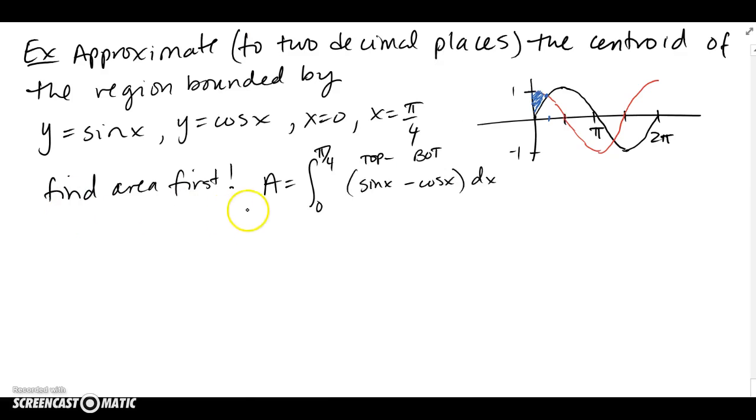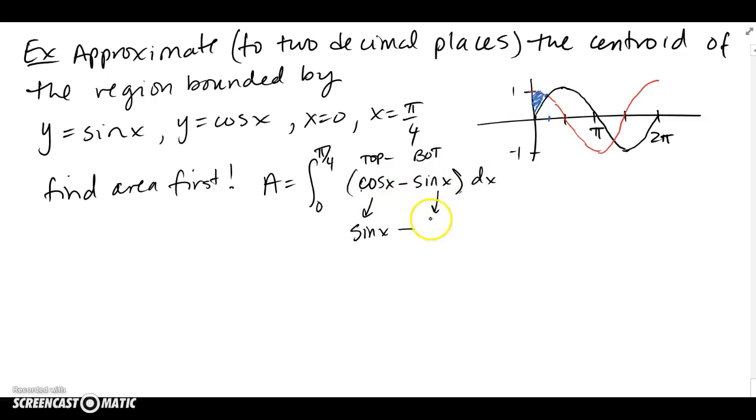So let's find the area first. The intersection point is at pi/4, and you can check that because sine of pi/4 and cosine of pi/4 are both 1/√2. Top minus bottom function: my top one, I actually have that backwards. My top one here is the cosine curve. Let me fix that. The top, the red curve, is the cosine curve, and the bottom function is the sine curve. These are easy to integrate.